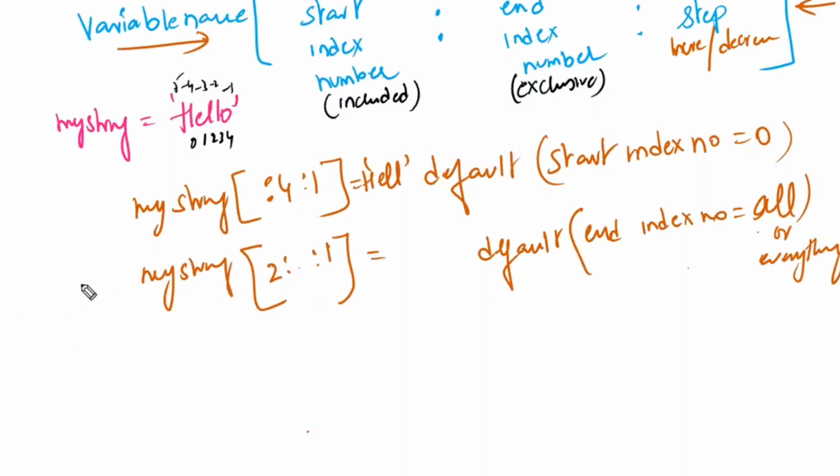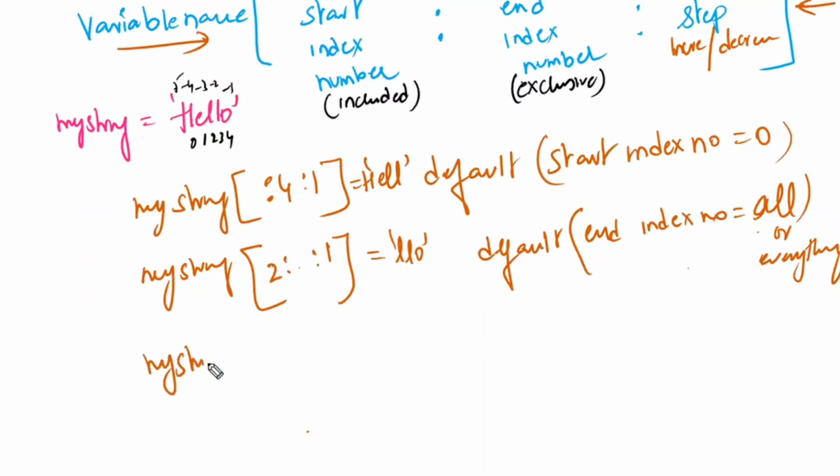In this case, we'll see one by one. 2, 3, 4, like this up to all. All means the maximum. So 2, 3, 4 means the output is going to be LLO. Okay, next one.